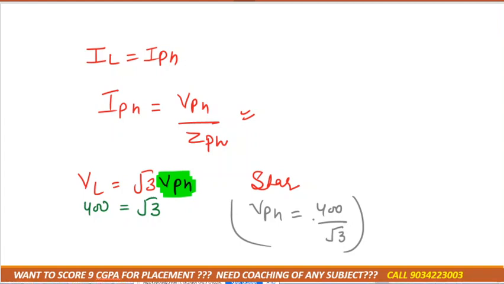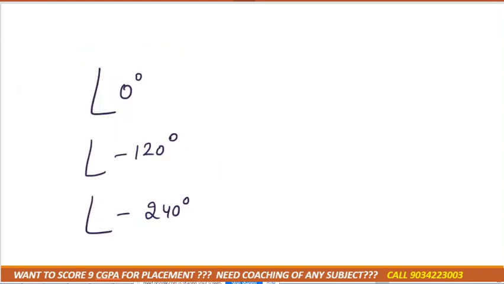Okay. So 400 divided by root 3. So one of the voltages is 400 divided by root 3. Another voltage is the same, magnitude same. 400 by root 3, 400 by root 3, and 400 by root 3.